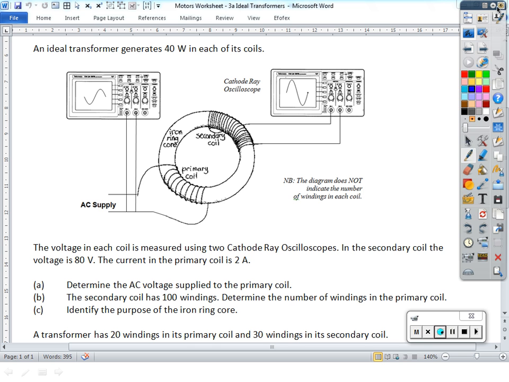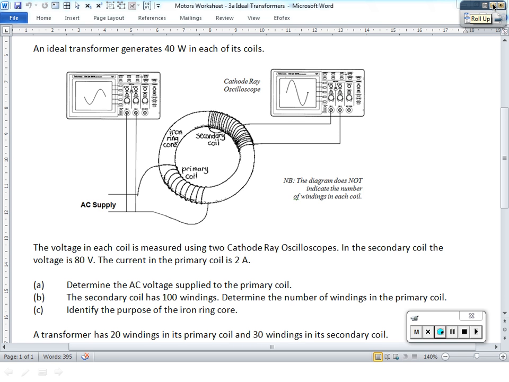Okay, let's have a look at the solution to this. You have to remind yourself that there are 3 values you can work with. You can say that the power in the primary and the secondary coils are the same. If you know the ratio of windings, you can work out whether it's a step up or a step down in voltage, or you can always work with current. So you can work with voltage, current, and power, and all of those 3 things can work together. So we have to work out the AC voltage in the primary coil.